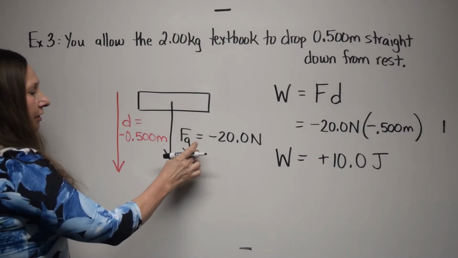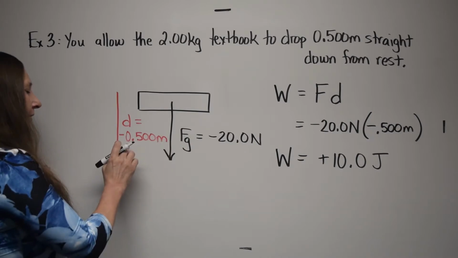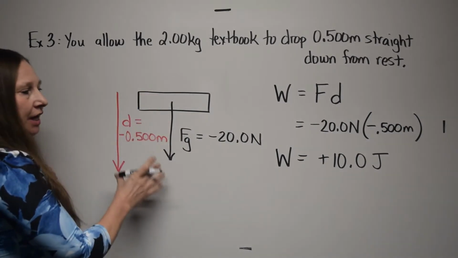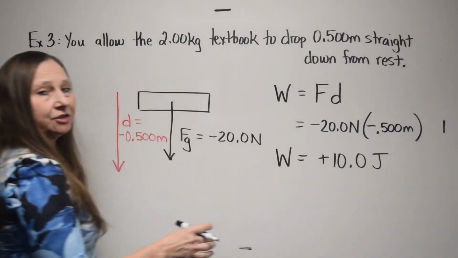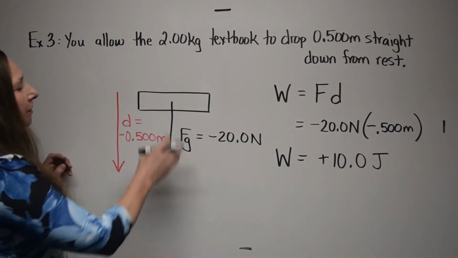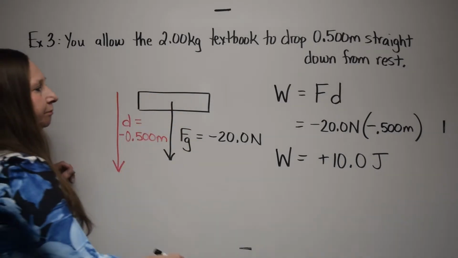So this force is doing work. This force and this displacement are parallel. They're parallel in the same direction, so it's going to be positive work. Let's calculate the amount of work that the gravitational force does on the book.